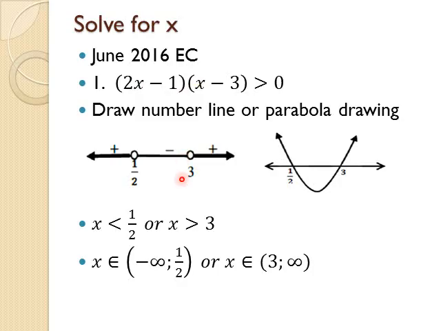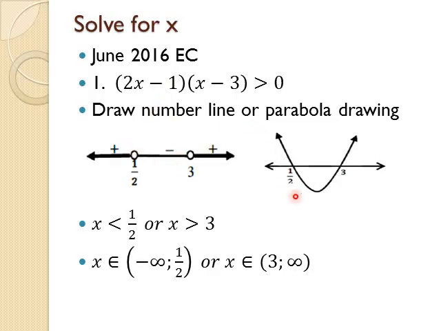Old method, we can test. If I take a value bigger than 3, if I use 4, 2 times 4 would give me 8. 8 minus 1 gives me 7. 4 minus 3 would give me 1. 1 times 7 would stay positive. If I take a value in between, like 2, 2 times 2 would give me 4. 4 minus 1 is 3, but 2 minus 3 would give me negative 1. Negative times positive gives me negative.